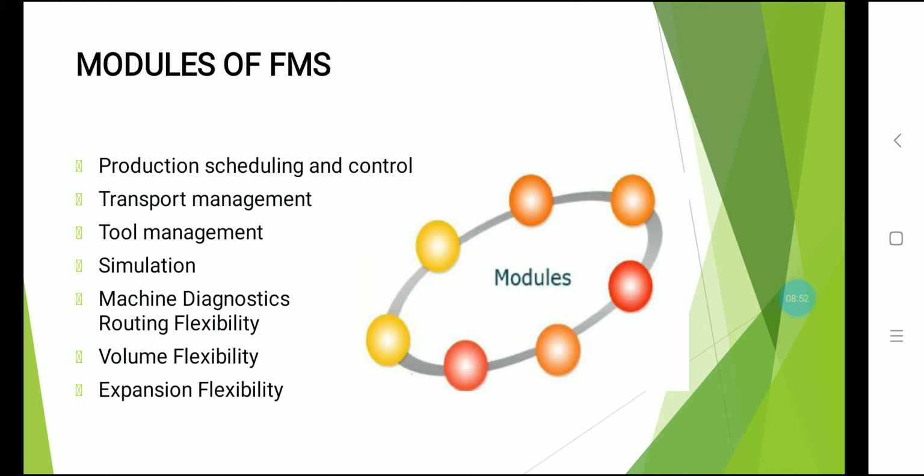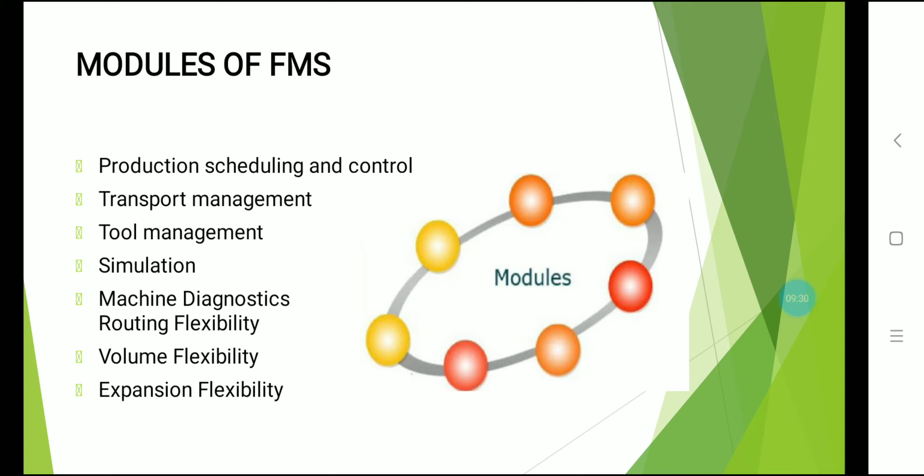Next is simulations. Simulations means analyzing the factory's operations before producing the product. The entire assembly line is simulated before the product is designed. Simulation will be helpful for designing the products only. Next is machine diagnostics. Machine diagnostics gives real-time updates about the functioning of the machines during manufacturing operations.